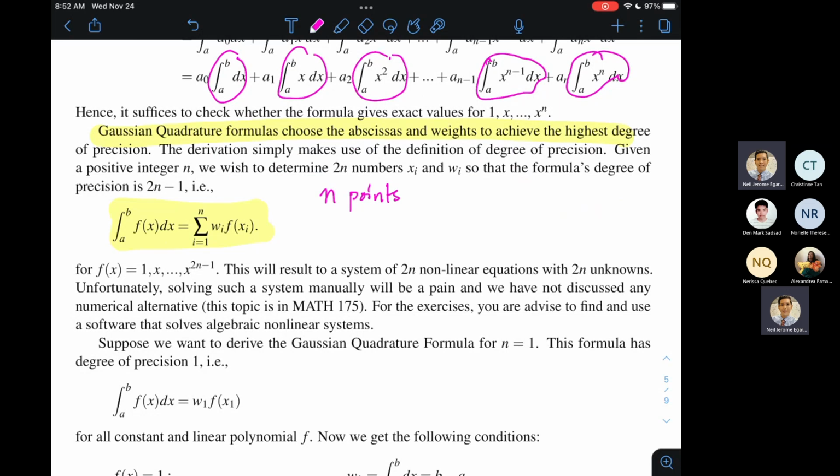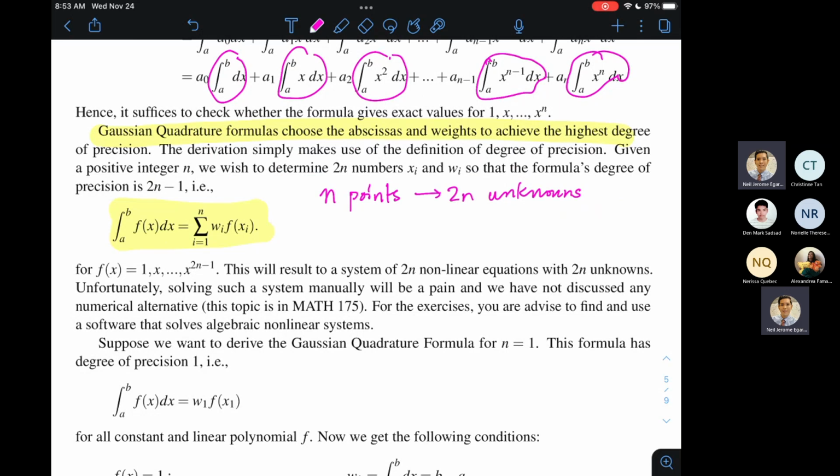Kung n points yung gagamitan ko, all right? Ibig sabihin meron akong 2n unknowns. Ano yung mga 2n unknowns na yon? So for each point, unknown yung x sub i, which is basically the point involved. And second, unknown din yung weight para sa kanya. So for each point you decided to use, may dalawang unknowns, yung abscissa at saka yung weight. All right? So dun sa system na i-develop natin, yun yung mga isosolve natin.